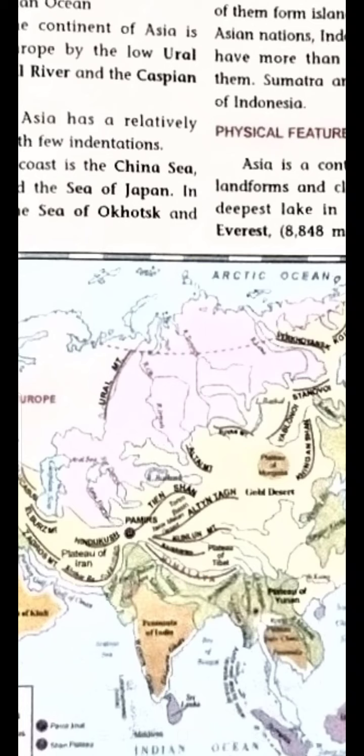Have you located them, children? They are very well visible on page number 63. Okay. Next, these rivers originate from the highlands and mountains of Central Asia and flow northwards and empty into the Arctic Ocean. So these are the rivers which are flowing northwards. Is that clear, children? And when they flow northwards, they empty into the Arctic Ocean.